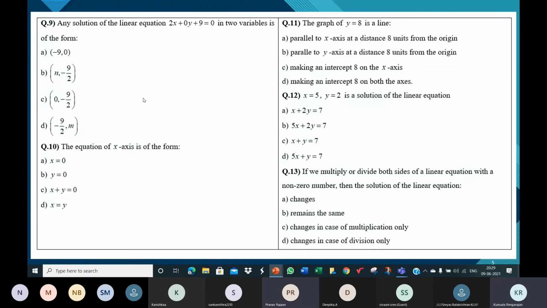Why can't we give B, ma'am? Yes, Pranav? Ma'am, I do not understand why we cannot give B. B is also a variable and minus 9 by 2, no, ma'am. No, but the x coordinate cannot change. The x coordinate will always be minus 9 by 2 because we get x is equal to minus 9 by 2. So the x coordinate cannot be other than minus 9 by 2. That means the x coordinate is always minus 9 by 2 for different values of y.